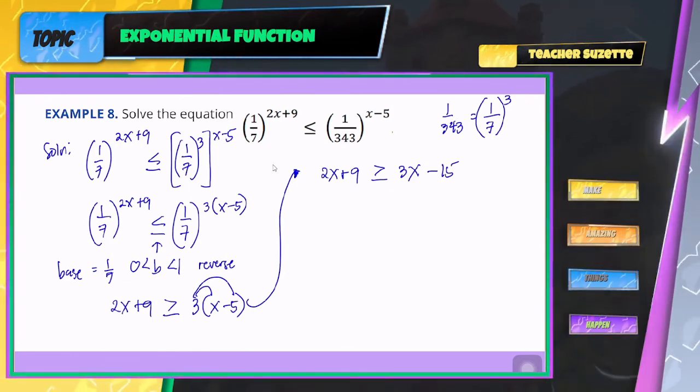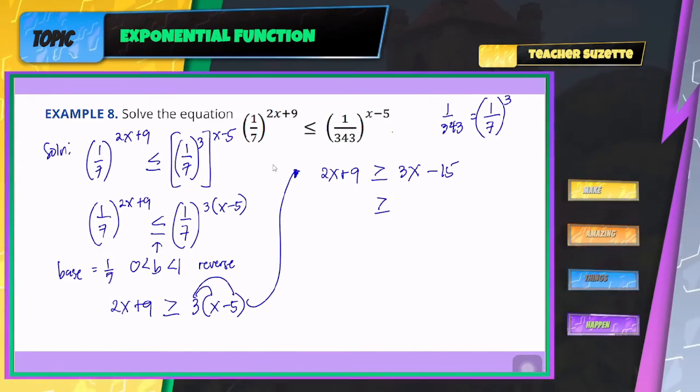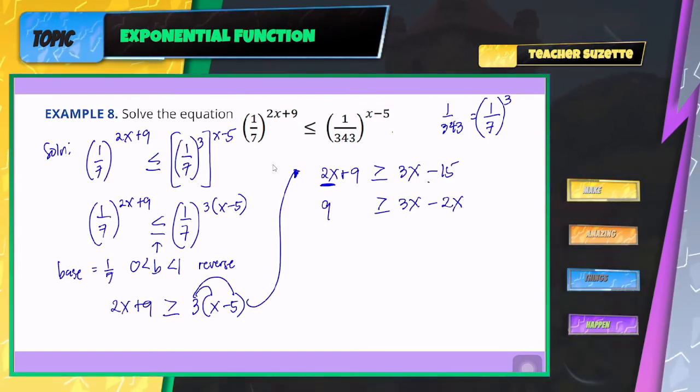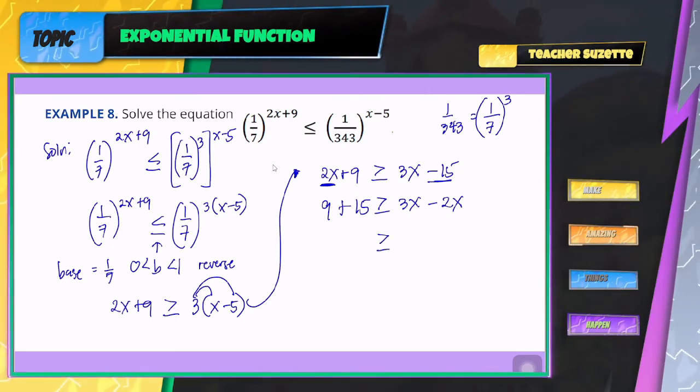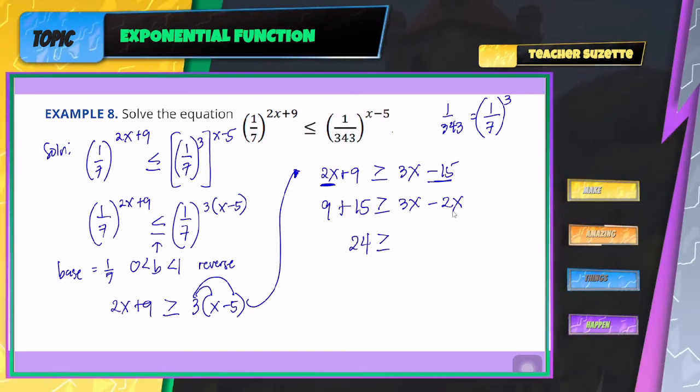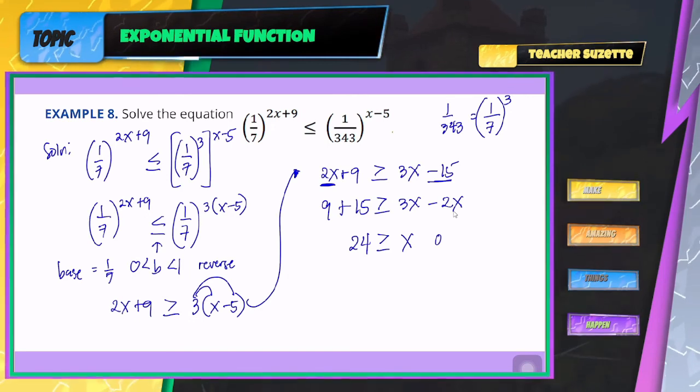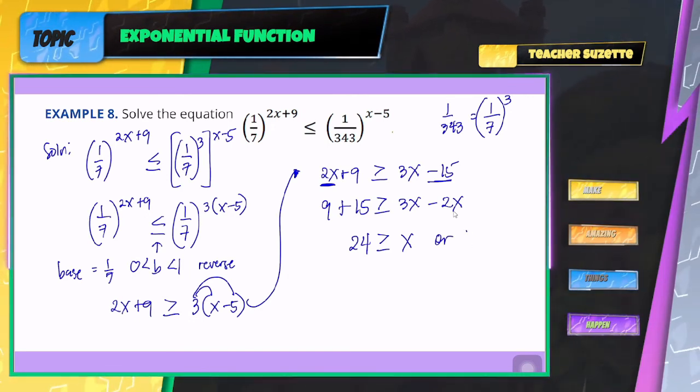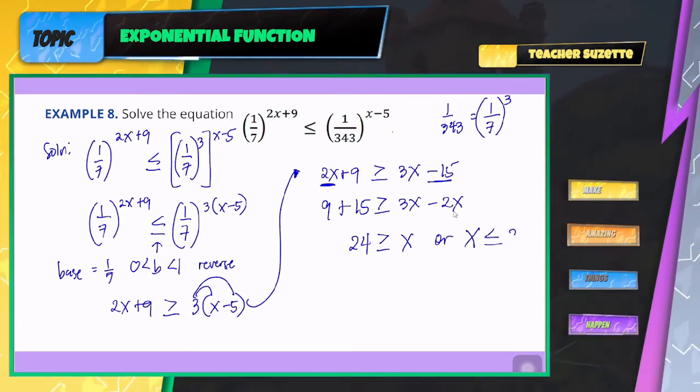Then, isolate natin yung ating mga variables and constant. Then, you will have 3x here, yung ating 2x minus natin. Then, you will have 9 plus 15. Then, sa ating right side, 9 plus 15 is equal to 24. Then, 3x minus 2x is equal to x. So, therefore, this is our answer, or that is x is less than or equal to 24.